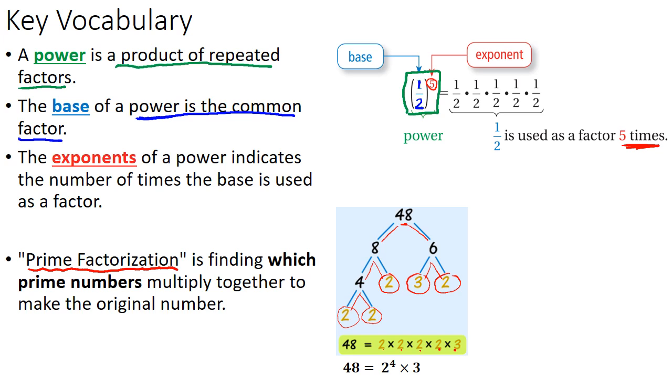One way that we can rewrite this using our exponents is to notice that we have 4 2's, so we repeated that multiplication 4 times, which means we can write it using a power. So we can put 2 into our base because our base is what's being repeated, and we can write our exponent of 4, and that is because it repeated 4 times. So we can say 48 is equal to 2 to the 4th power times 3.